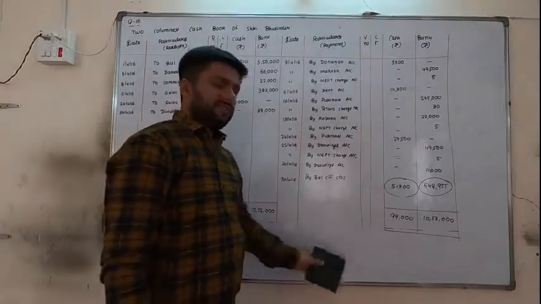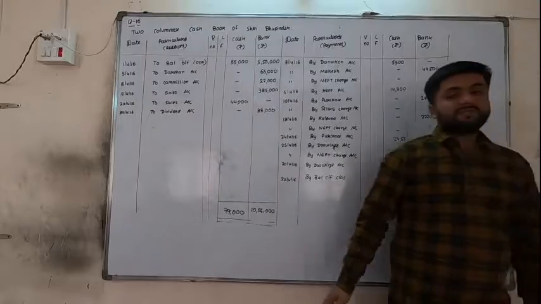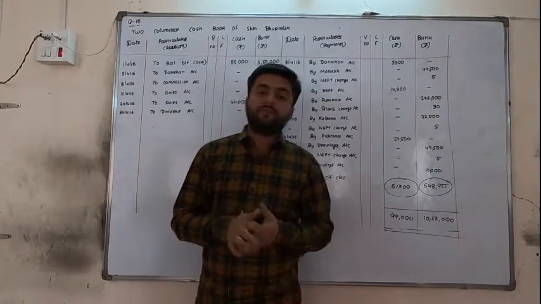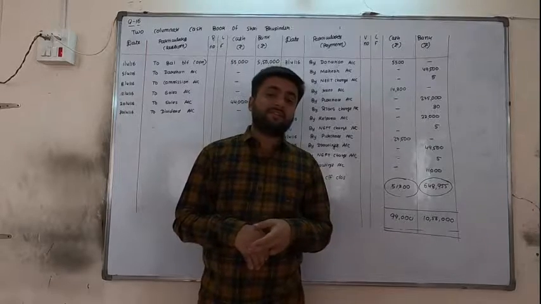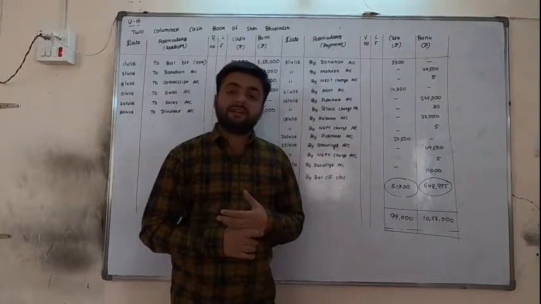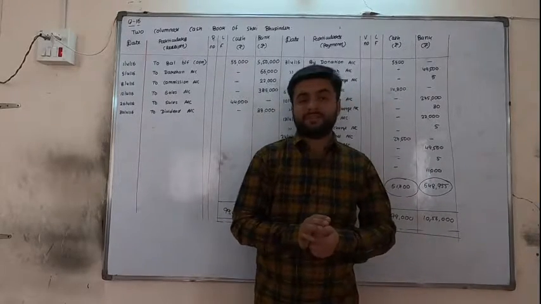So friends, no discount allowed and receipt is there. So friends, 7th chapter, that is cash book, is being completed today. Now tomorrow we will start the 8th chapter, that is journal proper. Then 9th chapter and 10th chapter, 3 more chapters for completing our first semester course.